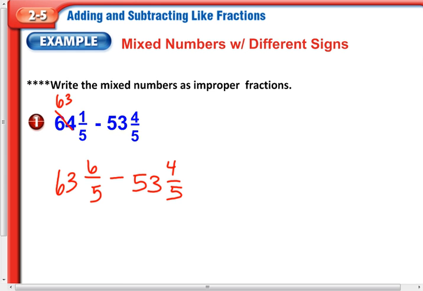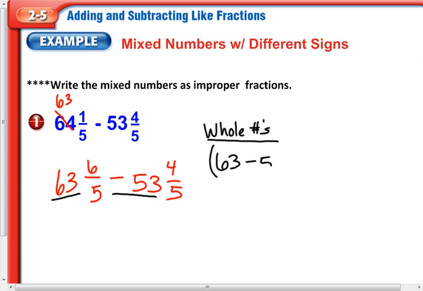63 take away 53 is 10. 6 take away 4 is 2. Denominator stays the same. 10 and 2/5. That is one way to go ahead and tackle this. Another way that we can do this is actually do some converting.